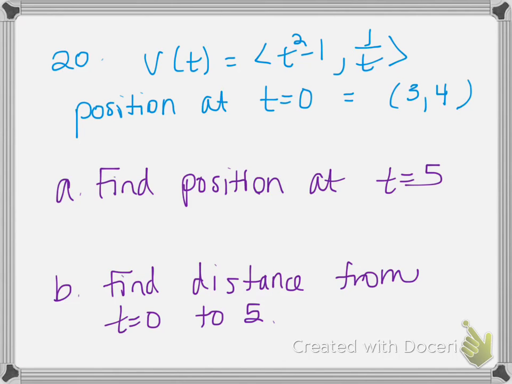And then the last one is the calculus part. If I want to know position and distance, I'm starting with the velocity equation here. I know that the position at 0 is 3, 4, and I want you to find the position at t equals 5, which will give you an x and a y component. And then I also want you to find the distance from t equals 0 to t equals 5.